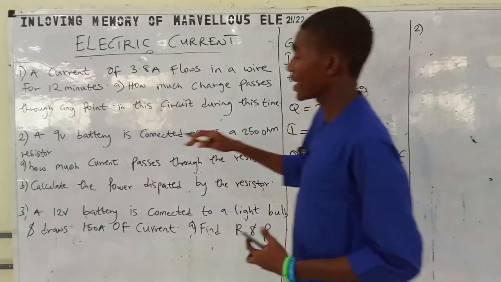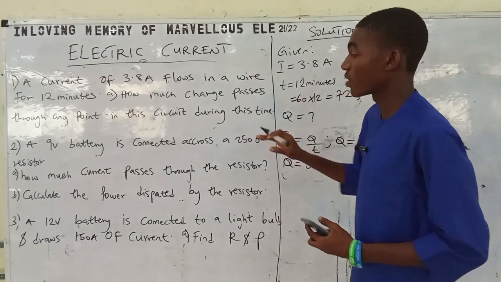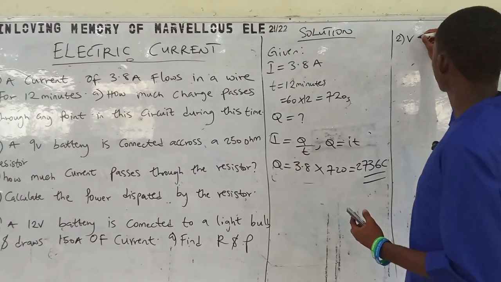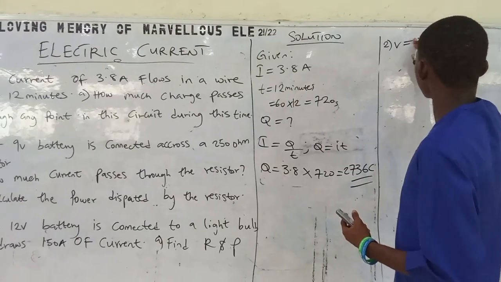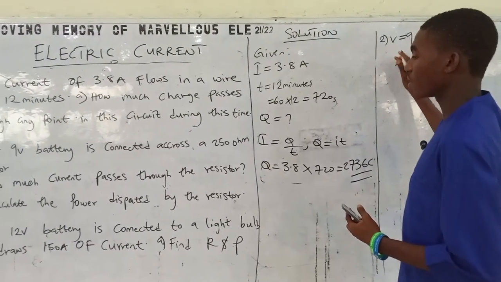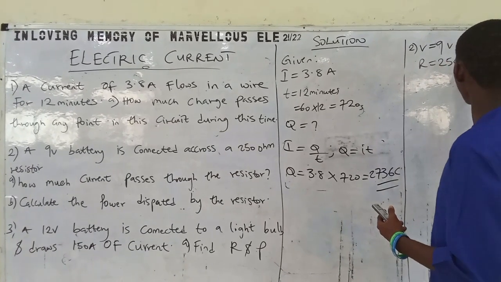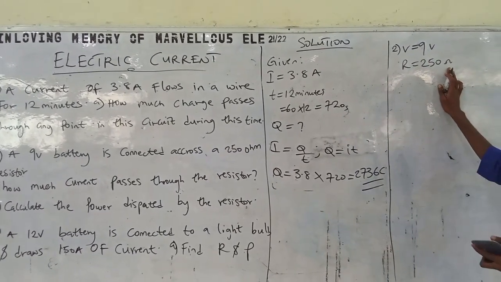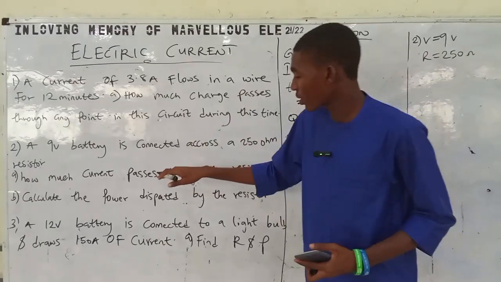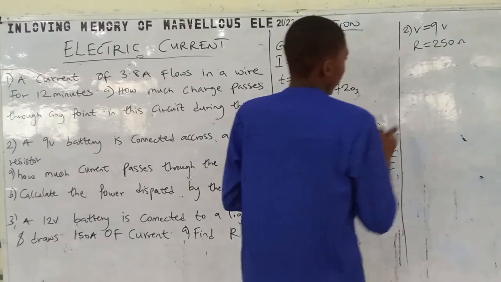Now, from example 2, a 9 volt battery is connected across a 250 ohm resistor, meaning our voltage V equals 9 volts, and our resistor R equals 250 ohm. This is the symbol for your ohm. How much current passes through the resistor? We should find our current I.